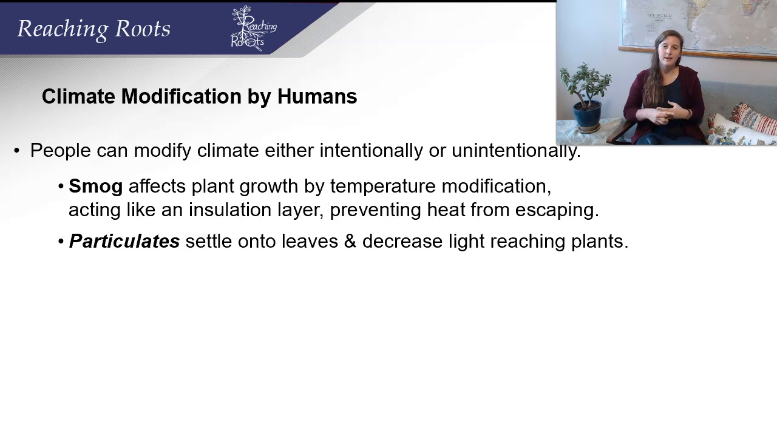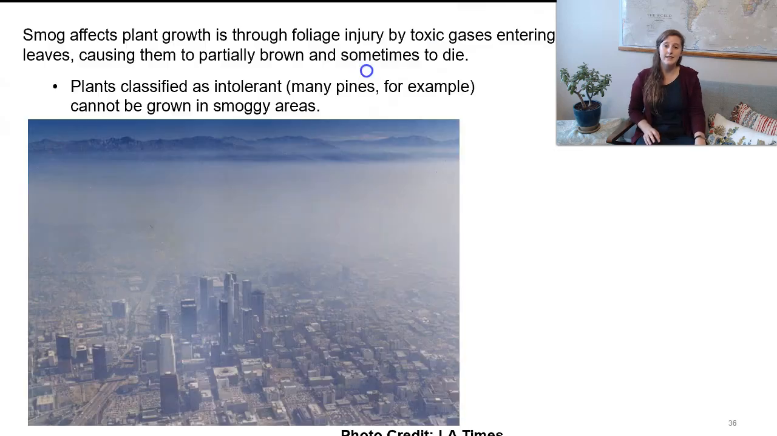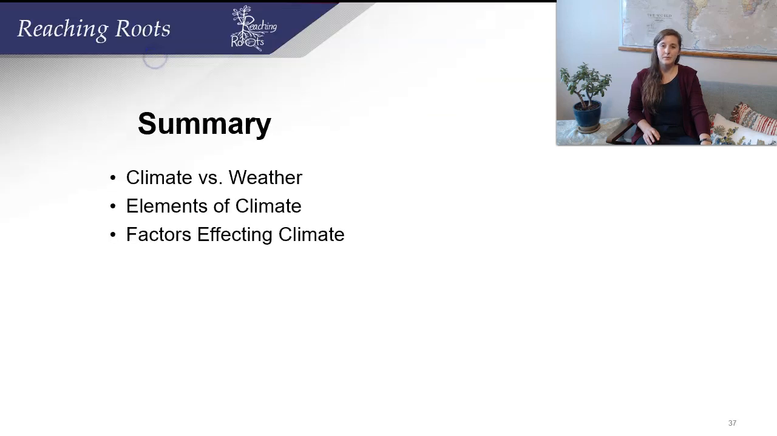Particulates also settle onto leaves and can decrease the light that the plant gets. This is a picture of LA, one of the most polluted cities with the most smog, and smog affects plant growth there and in other areas by injuring the foliage through toxic gas entering the leaf, causing leaves to brown and sometimes even die. Some plants are very sensitive to pollutants and can't even grow in smog areas. An example of an intolerant plant is the pine tree.